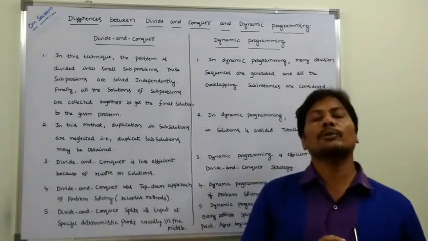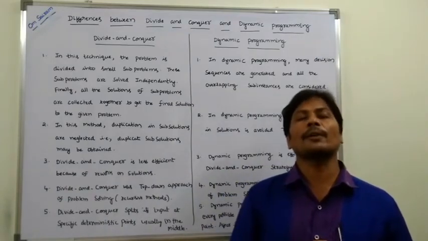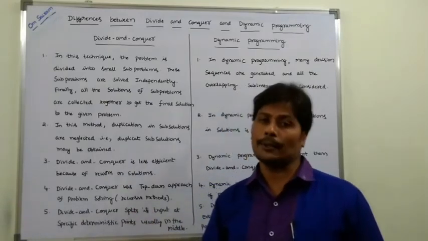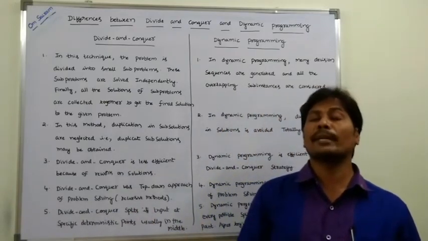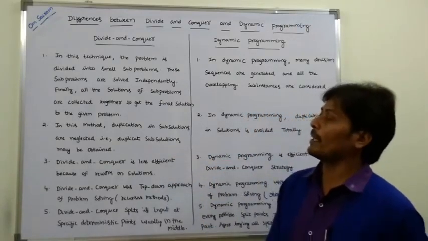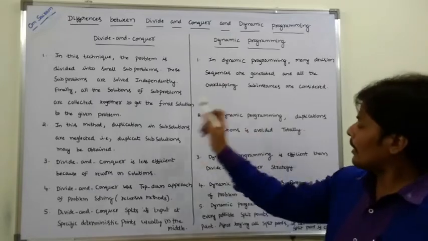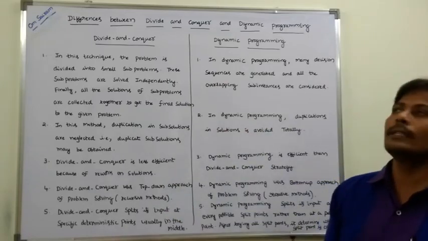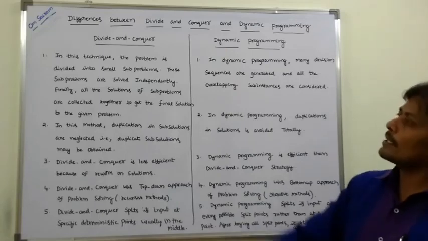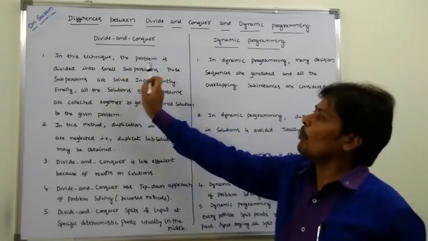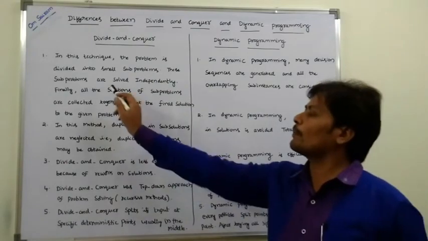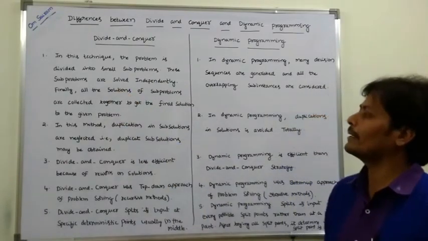In dynamic programming, iterative methods are used, while in divide and conquer, recursive methods are used. That is one more difference between divide and conquer and dynamic programming. So these are the 5 differences. First, in this technique, the problem is divided into small subproblems, and these subproblems are solved independently.